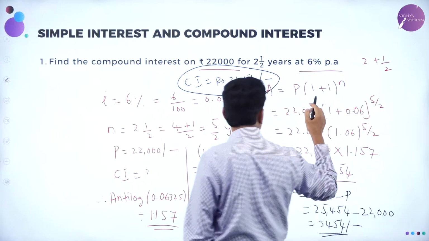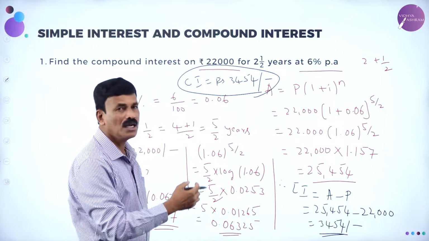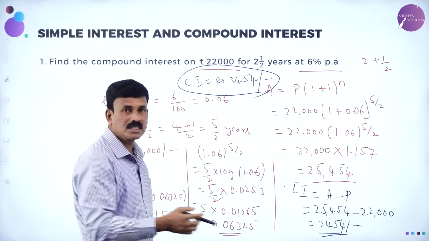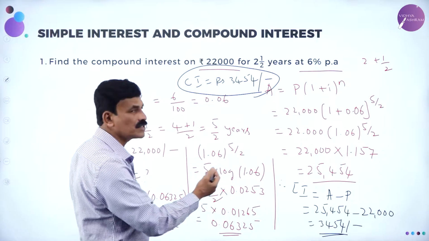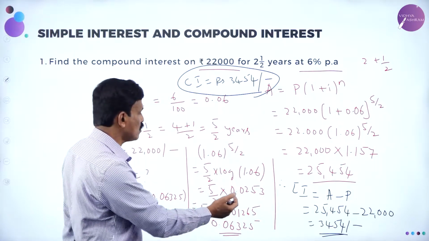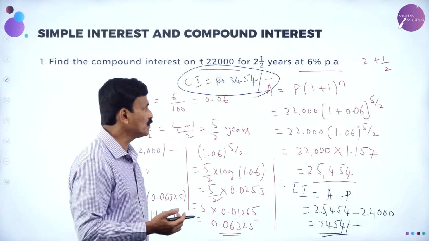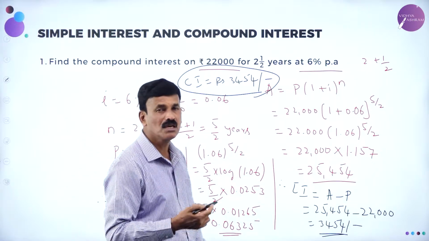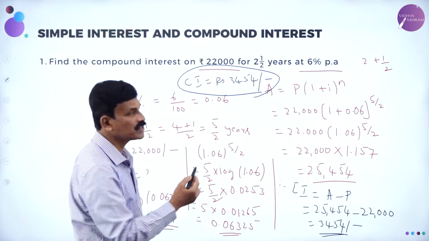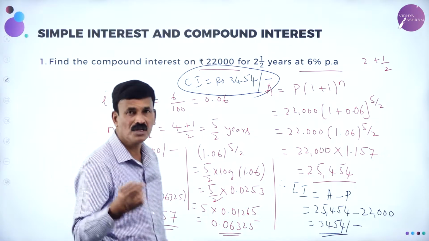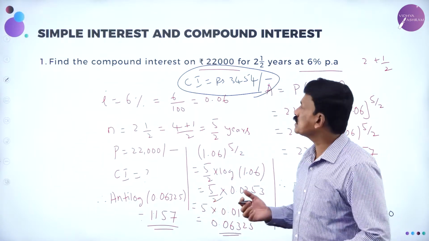Amount is equal to P into 1 plus I to the power of n, and the compound interest is equal to amount minus principal. So in this case, the compound interest is 3,454, which is the required compound interest for 22,000 at the rate of 6% per annum for 2.5 years. Now let us move on to the next problem.